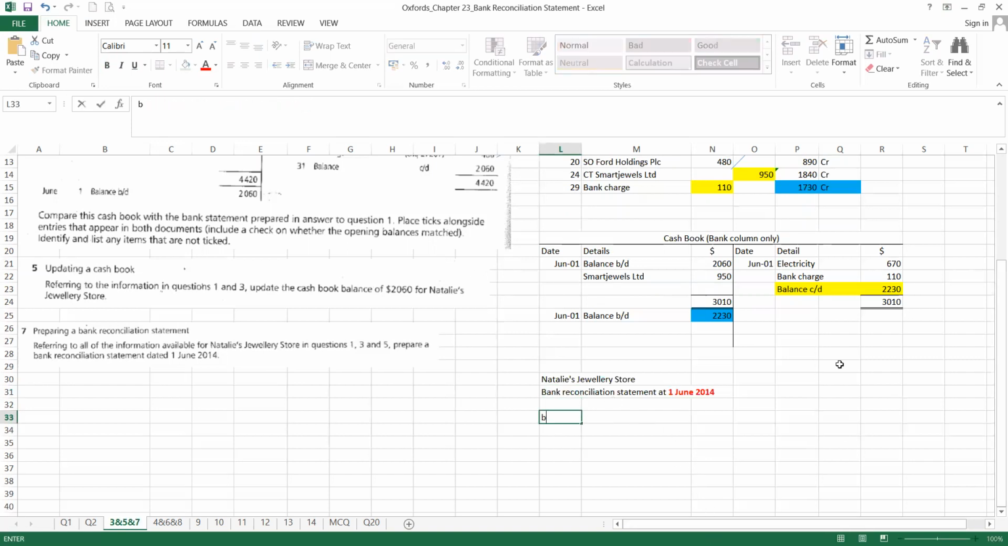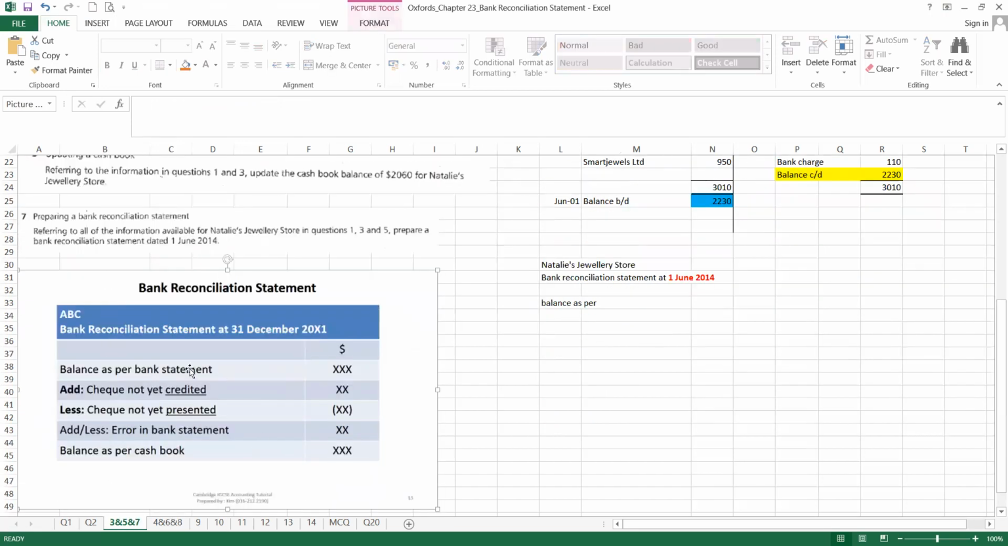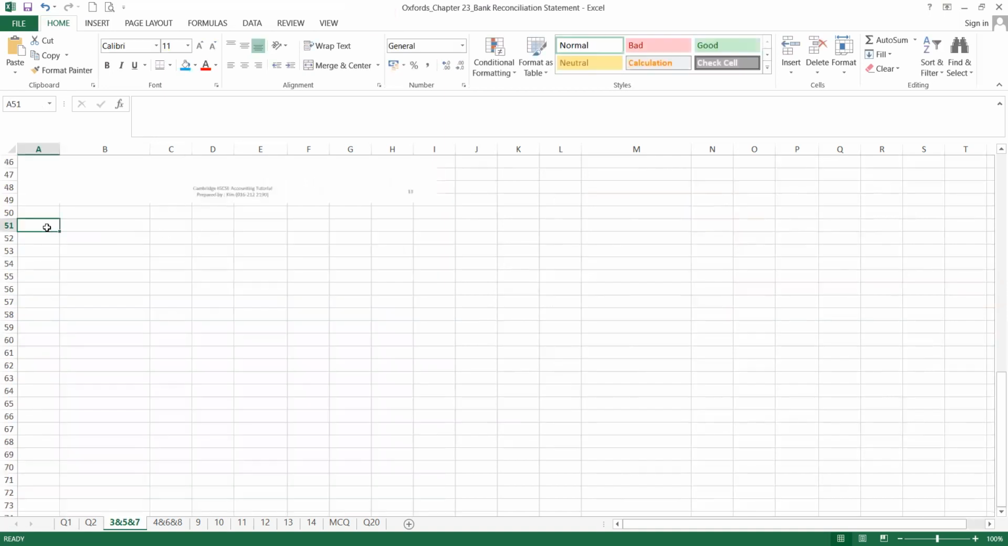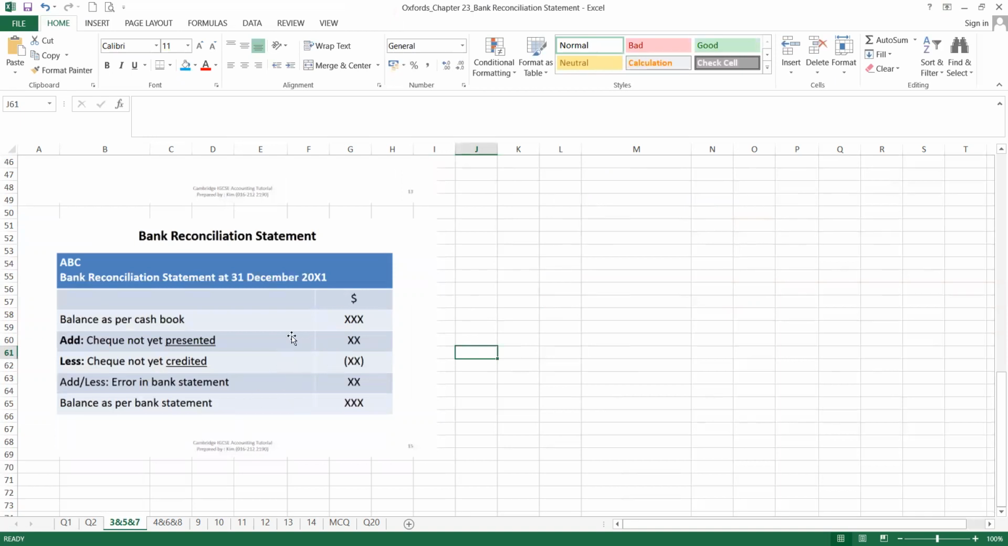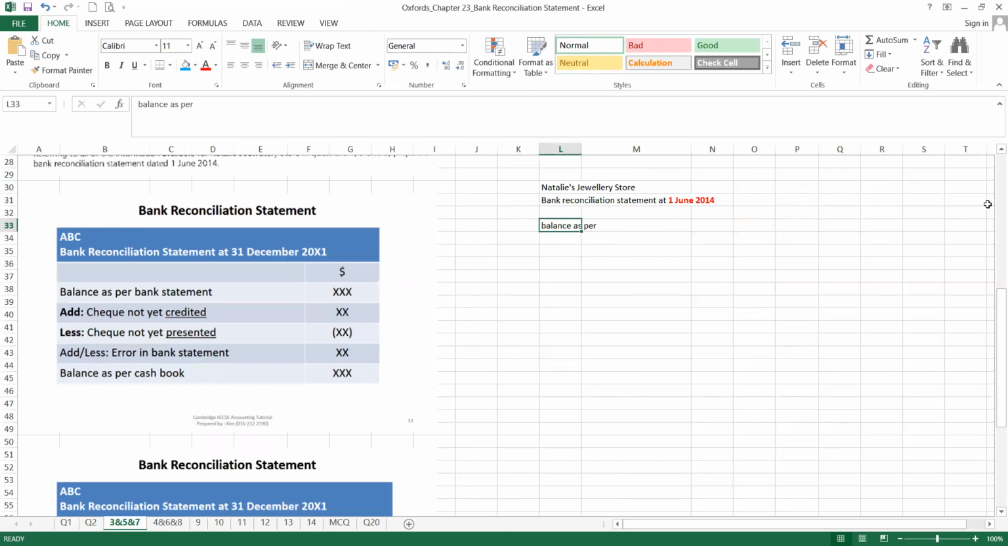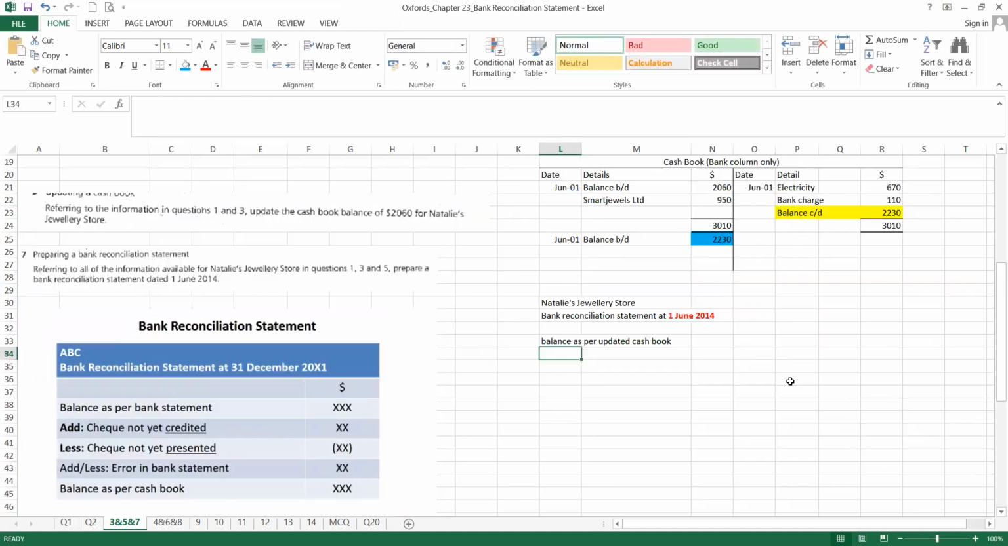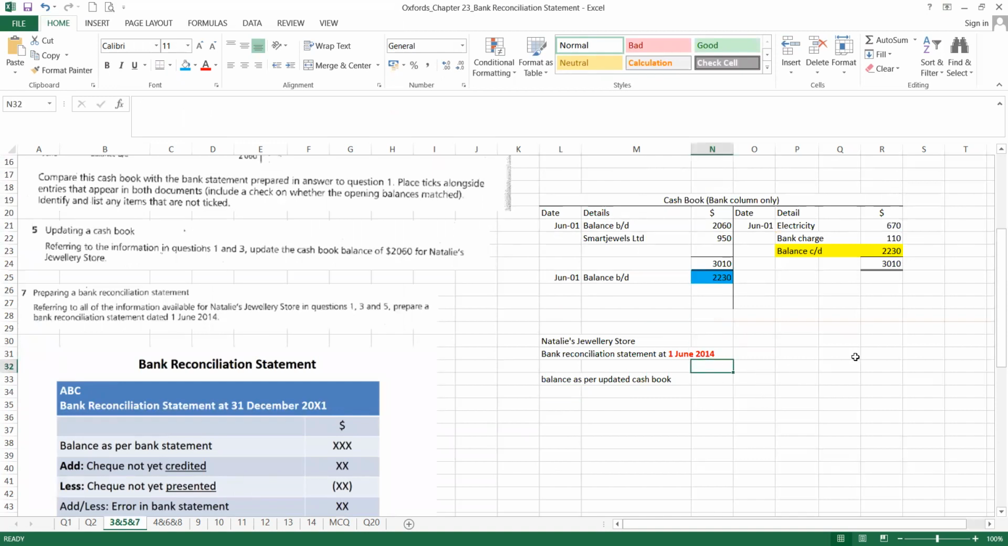If you remember the slide that I shared before, we can start from the bank statement, or another way, we can start from the cash book. Here I start from the cash book since I already updated it. Balance as per updated cash book. That's easier because we already did this part. Two columns: first column, always show the detail, but if you only have one item, go straight to the second column.